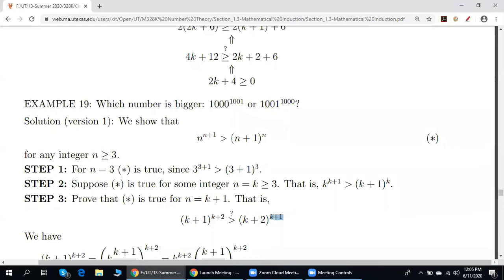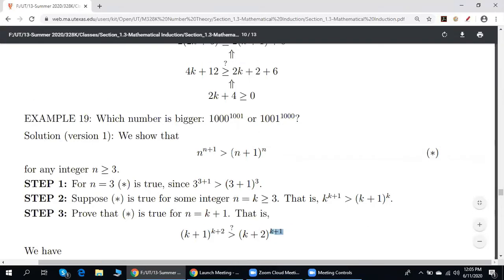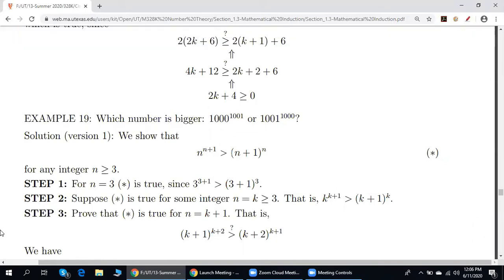Folks, any questions before we continue? Maybe you already answered this, but my computer cut. But why did we choose 3?